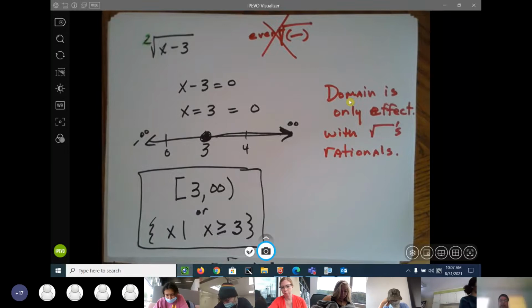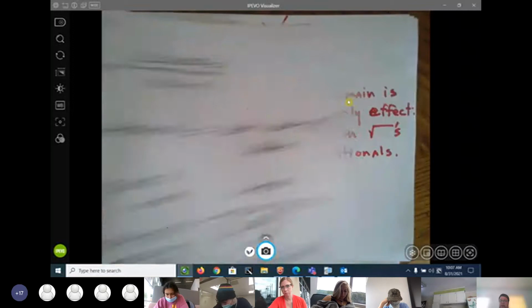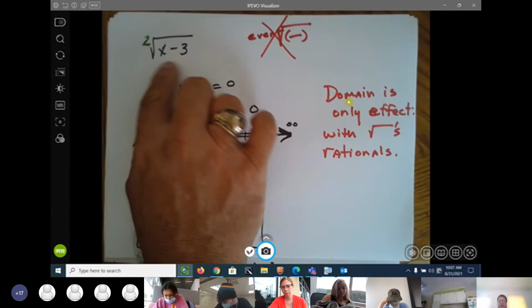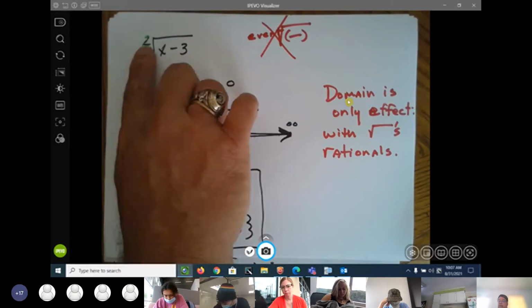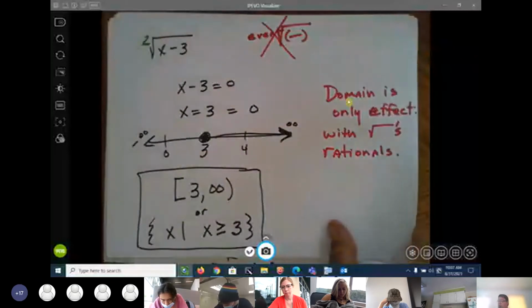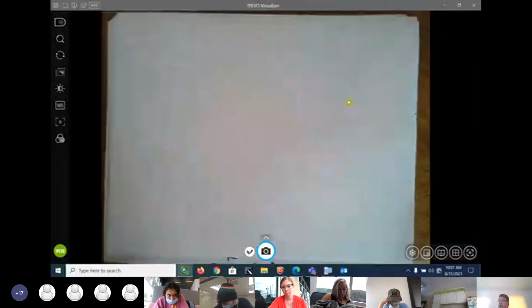So that's a review over how to find the domain of a rational, meaning a fraction, or a radical with an even root, with an even index. Okay, so we answered the first part of the question, meaning the domain is from 0 to 100.